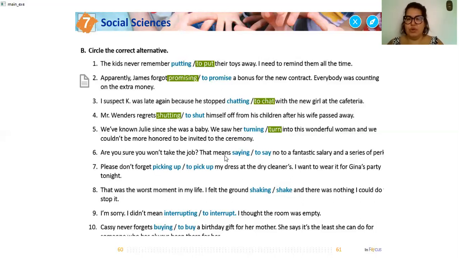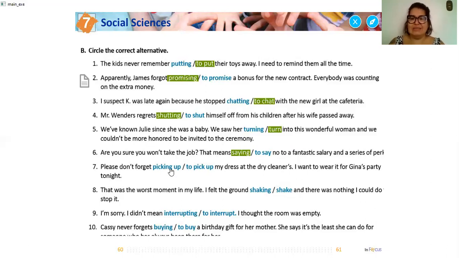Are you sure you won't take the job? That means no to a fantastic salary and a series of perks. Perk is an advantage. So that means saying no to a fantastic salary and a series of perks.